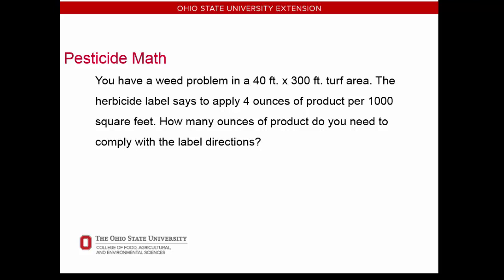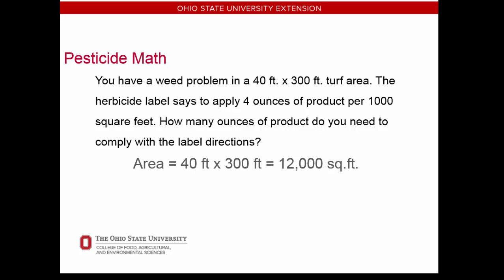Okay, let's do a basic pesticide math problem. We are going to treat a turf area that is 40 feet by 300 feet for a weed infestation. The label application rate is 4 ounces of product per 1,000 square feet. How many ounces of product do we need to treat the area? First, determine the area to be treated. 40 times 300 equals 12,000 square feet.